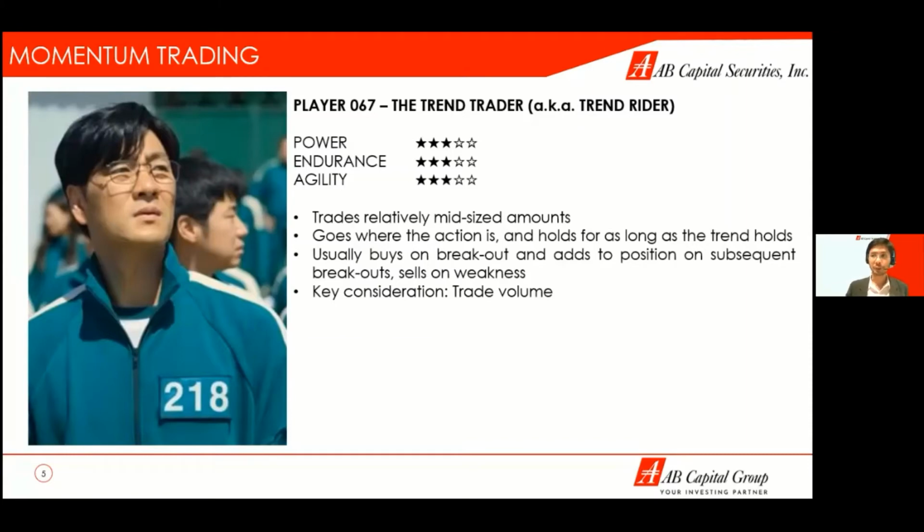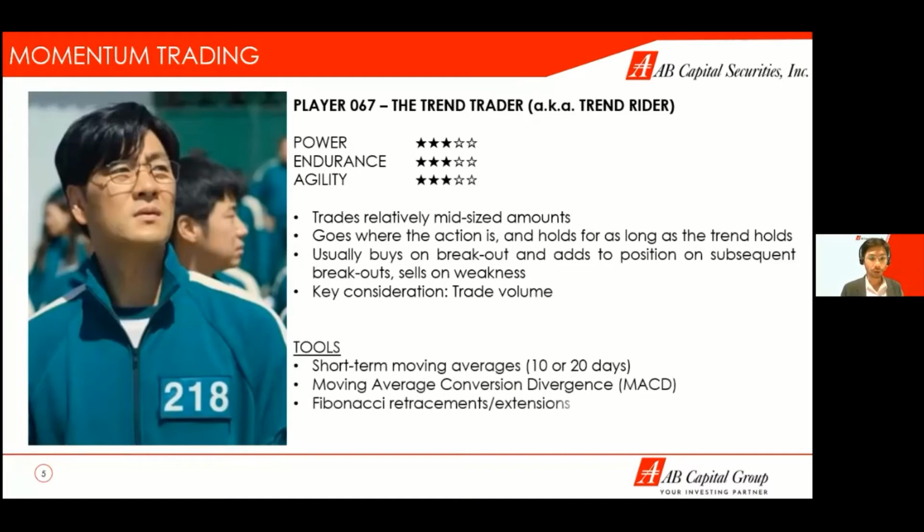Whereas the range trader would buy any stock as long as it has a range, even if there's not a lot of trade volume, the trend trader would not trade something that doesn't have significant volume. So the tools they usually use are the short-term moving averages, maybe 10 or 20 days, the moving average convergence and divergence, or what you call the MACD, and then some of them would use Fibonacci retracements and extensions.